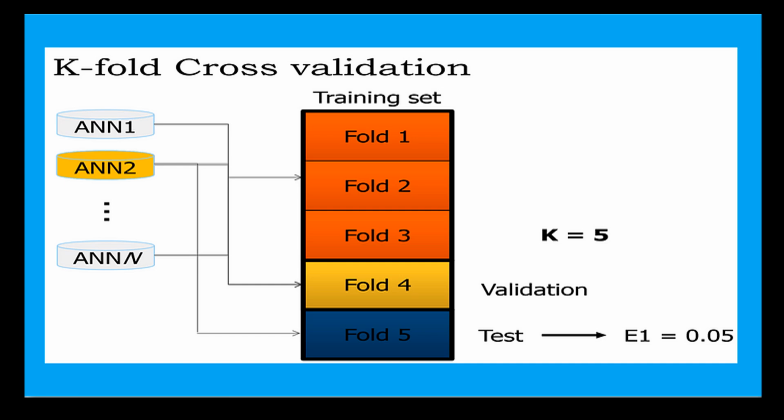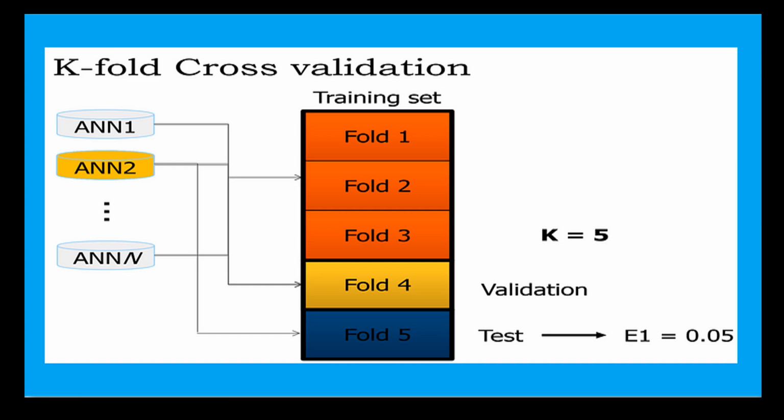So to summarize this, we can say cross-validation is a technique used to evaluate the performance of a model and ensure that it generalizes well to new unseen data. By dividing the data into multiple subsets and using each subset as the test set in turn, cross-validation provides a more accurate estimate of the model's performance and helps prevent overfitting.